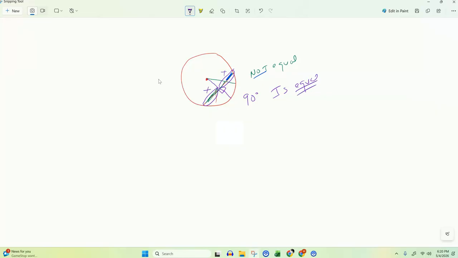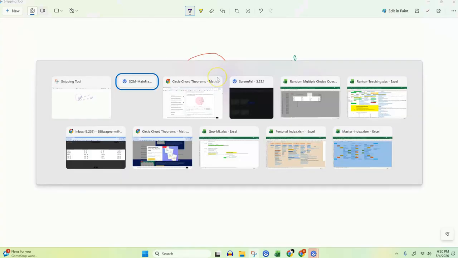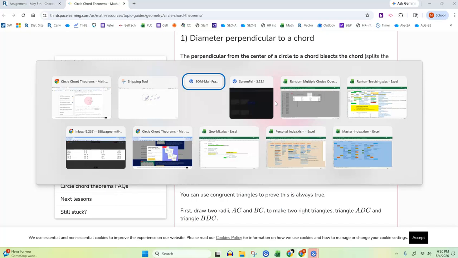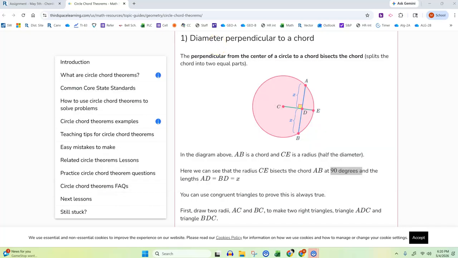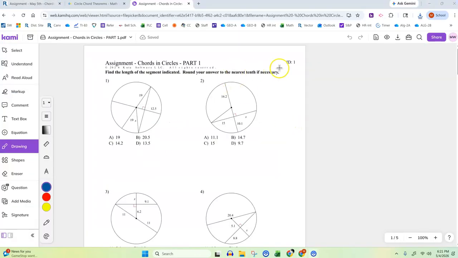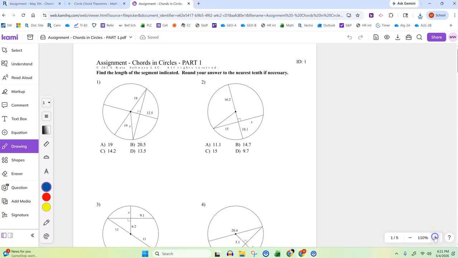So that's the principle we're going to use today in the first several questions, okay? So again, it has to be at a 90-degree angle. That would make this equal to that. So let's go to the assignment and we'll look at the first few questions, okay? So go ahead and open it up in Canvas so you can take notes. Okay, so let's look at the first, let me make this bigger here.